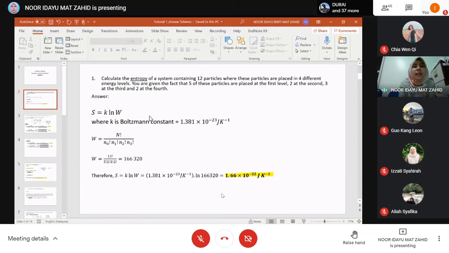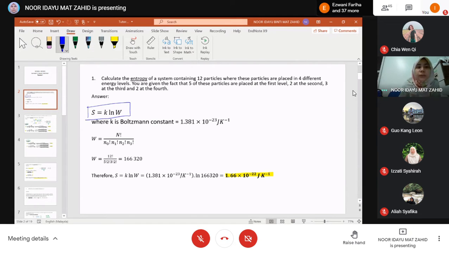The second, 3 at the third, and 2 at the fourth. So from statistical mechanics, or statistical thermodynamics, this is how we express the equation for entropy, which is equal to k ln W, where k is the Boltzmann constant with this value, and W is the number of ways.